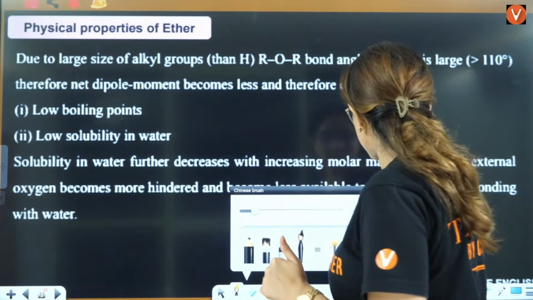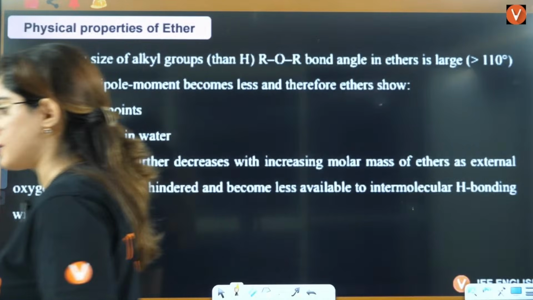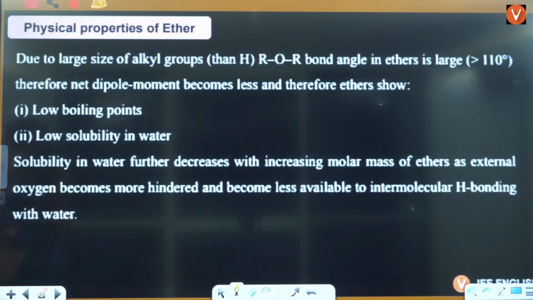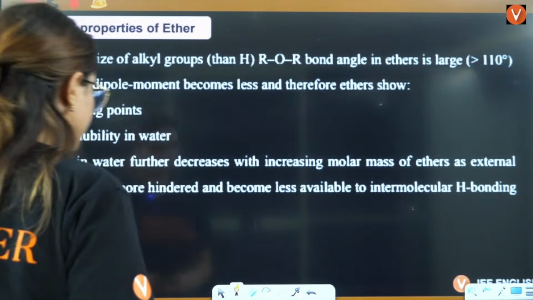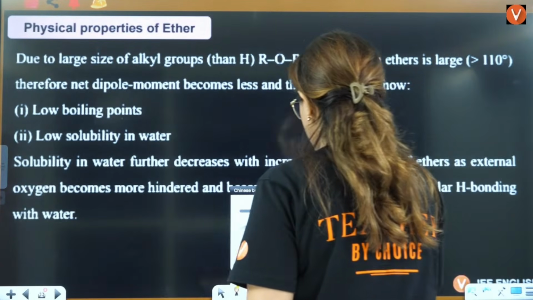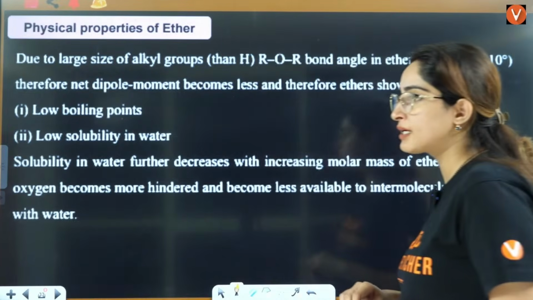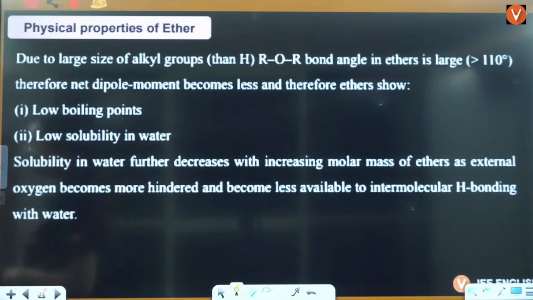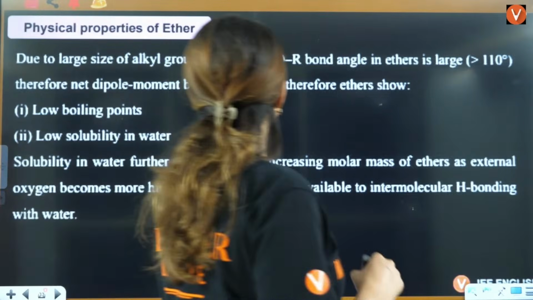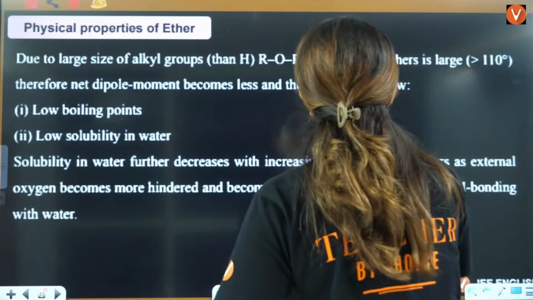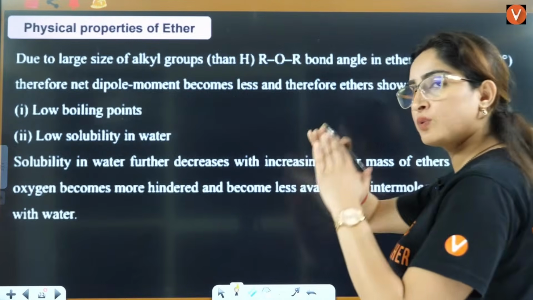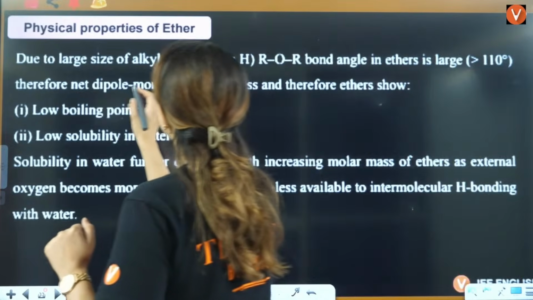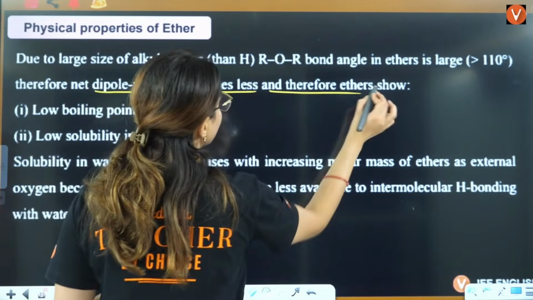Understood? Now let's see the physical properties of ethers. Ready, everyone? Due to the large size of alkyl groups, the ROR bond angle in ethers is large. We know that the bond angle is large here. Therefore, the net dipole moment becomes less. We know that this is O, this is R, this is R.